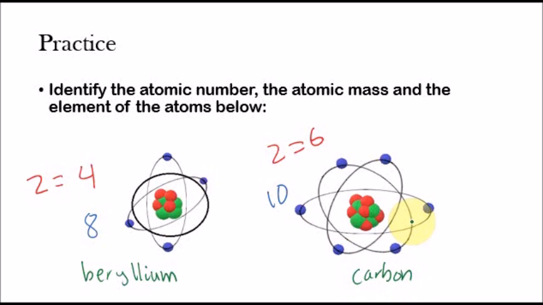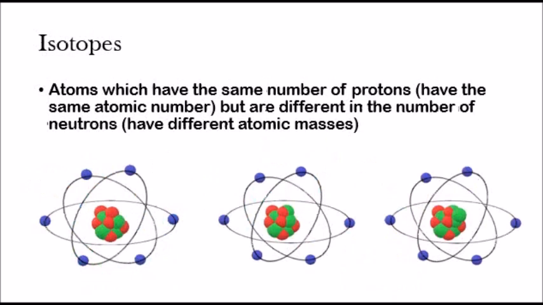Okay, pretty simple. Now, isotopes are atoms which have the same number of protons, so essentially they have the same atomic number, but are different in the number of neutrons, so they have different atomic masses. So same atomic number, different atomic masses.